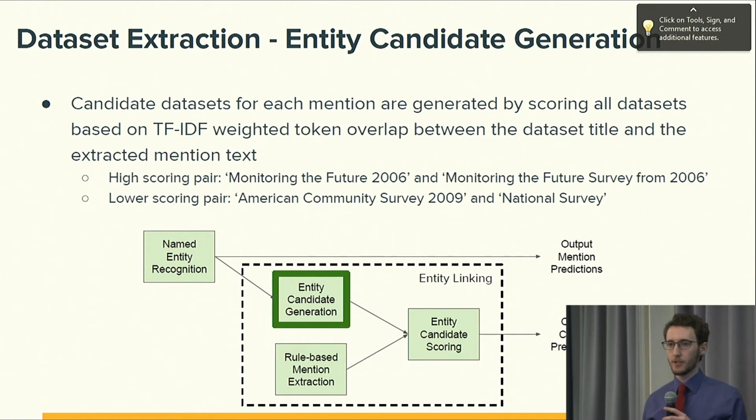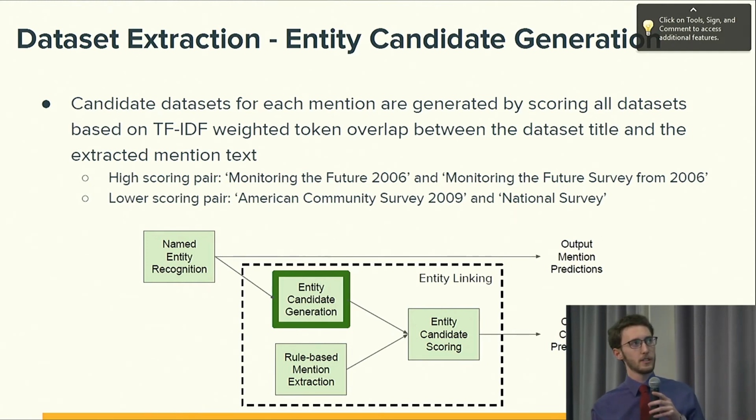So once we have these mentions output by the NER model, we need to generate some candidates for what they're going to link to in the knowledge base. To do this, we iterate over all of the datasets in the knowledge base and score them based on how their title connects with the mentioned text. Specifically, a TF-IDF weighted token overlap between the dataset title and the extracted mentioned text. So what this means is that mentions that have many words in common with a specific title will score highly, and mentions that have rare words in common with a title will score highly.